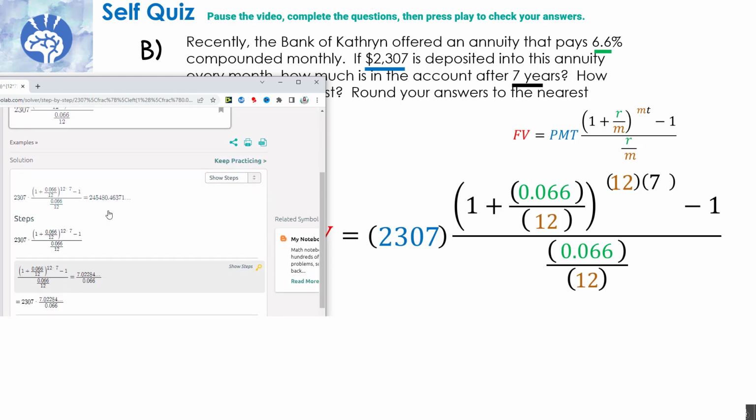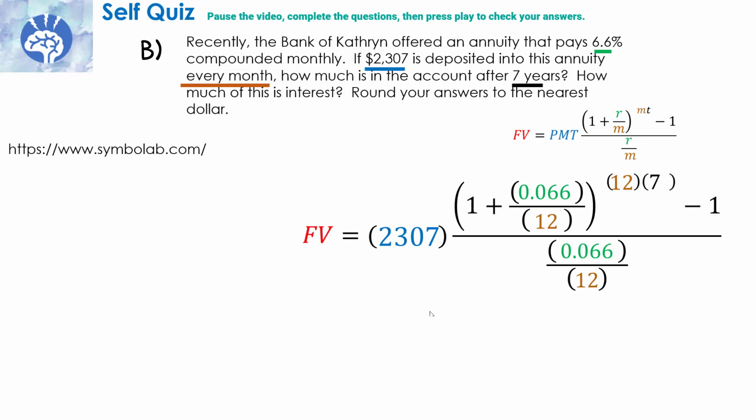We need to write this number down. Let's look back at our formula. We ended up with 245,480.46371. Now the question asks us to answer to the nearest dollar. So this gives us $245,480.